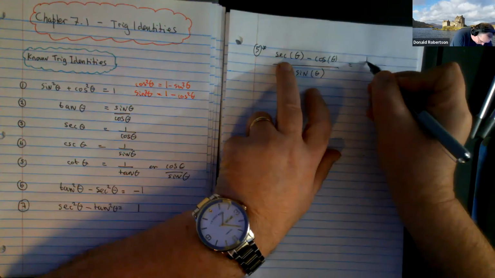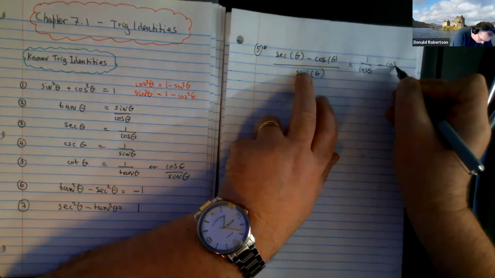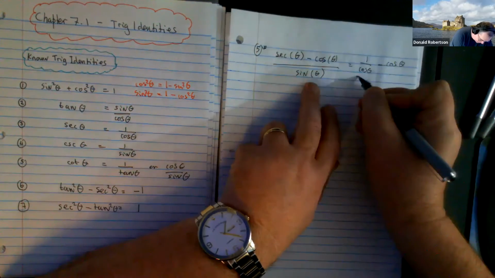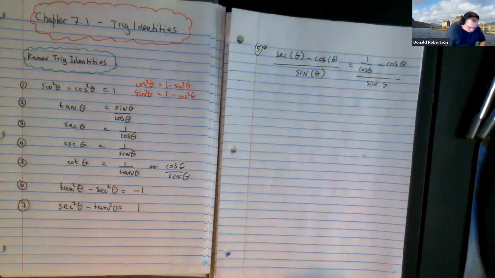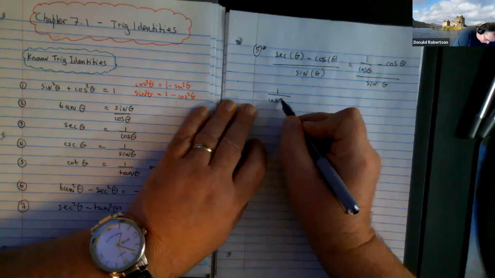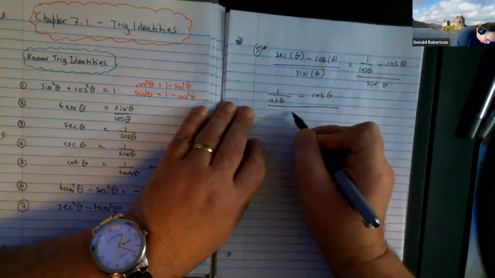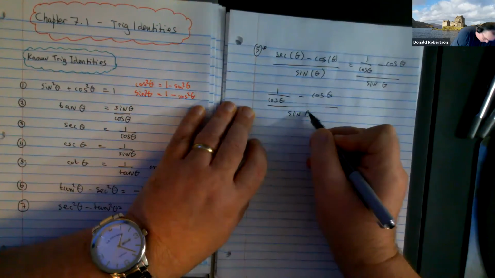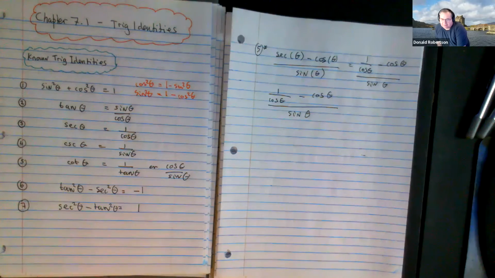A secant is 1 over a cosine. Cosine is okay, and the sine is okay. And I've run out of room, so I'm going to rewrite it over here. Your ultimate goal is to make this look simpler. Obviously, you have to make it uglier before it becomes nicer.